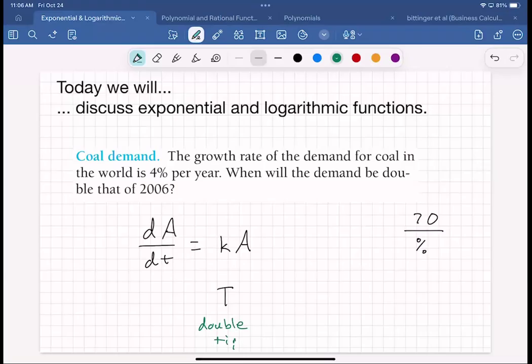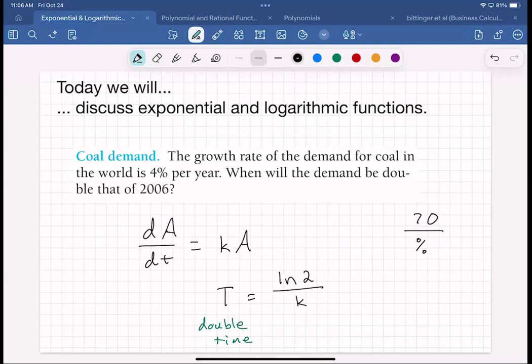Instead of using lowercase, I like the fact that the book did use that separate variable here. It's the natural log of 2, all over k. And remember, I know Wednesday my brain just shut off on me in middle of class, so I apologize about that. But the whole idea there is think about doubling as multiplying by 2. That's where it comes from.